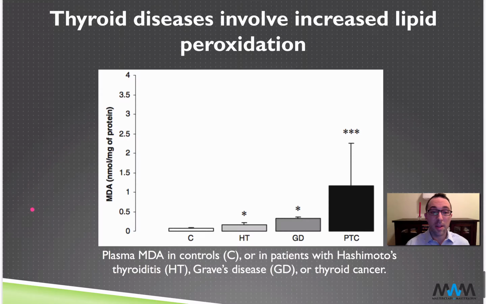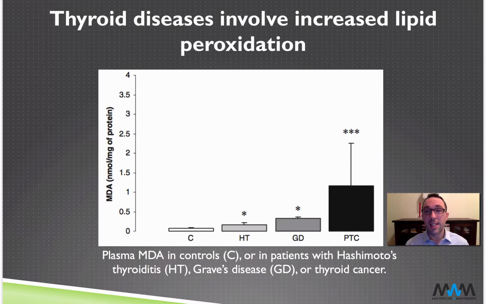This is a study where they looked at MDA levels in the blood of people with various levels of thyroid health and disease. On the left is C for control. Next is Hashimoto's thyroiditis, HT. Next is Graves' disease, GD. And next is papillary thyroid carcinoma, or thyroid cancer, in the black on the right. And what you can see is that MDA levels in the blood double in Hashimoto's thyroiditis, quadruple in Graves' disease, and are massively increased in thyroid cancer.